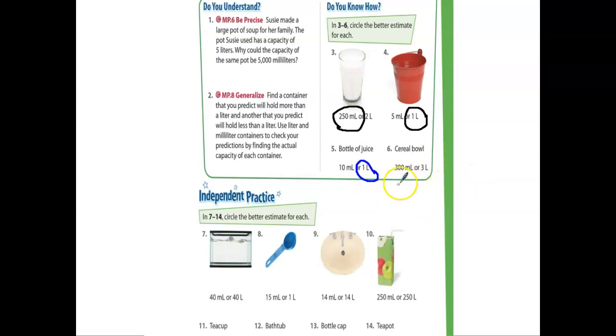A bowl of cereal, if we look, would a bowl of cereal have 300 milliliters of liquid in it or 3 liters? And 3 liters would be a large bowl of cereal. So right away we can think, oh, 300 milliliters.